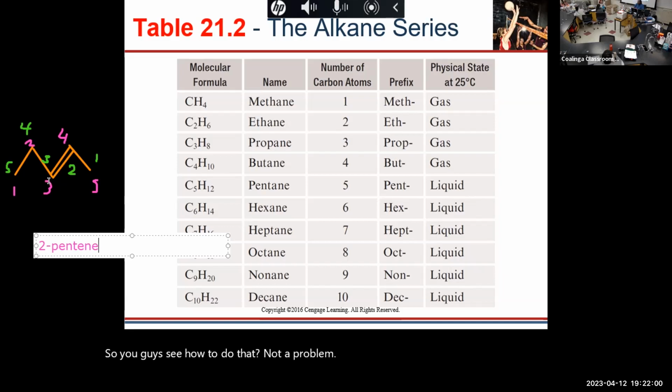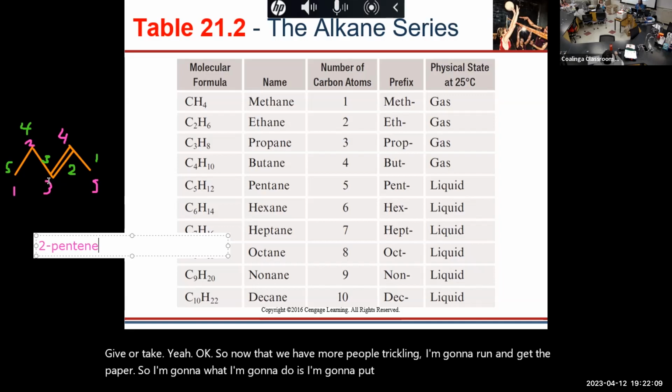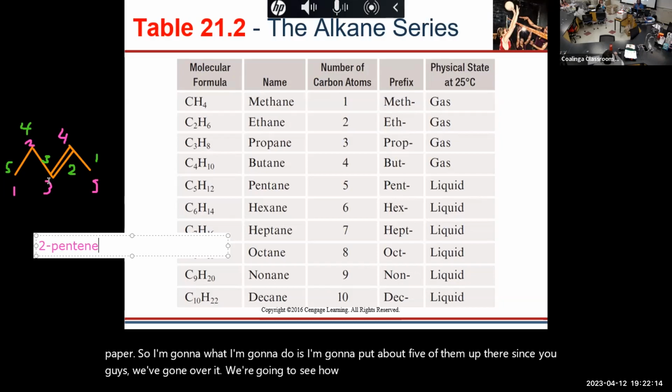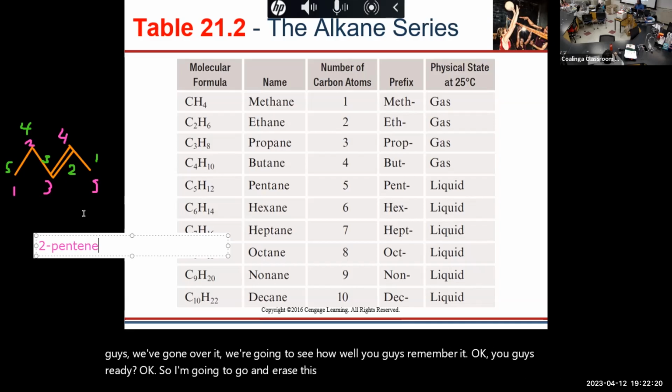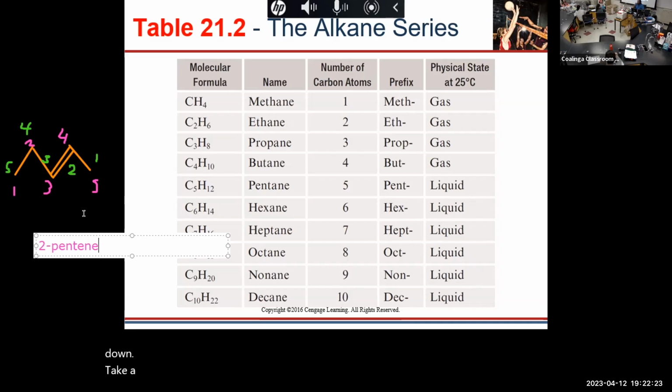Okay, so now that we have more people trickling in, I'm gonna run and get the papers. I'm gonna put about 5 of them up there. Since we've gone over it, we're gonna see how well you guys remember. You ready? I'm gonna go ahead and erase this one. Everybody got this one down? Take the picture. You can see it on the exam. Okay, you guys ready? So let's go.